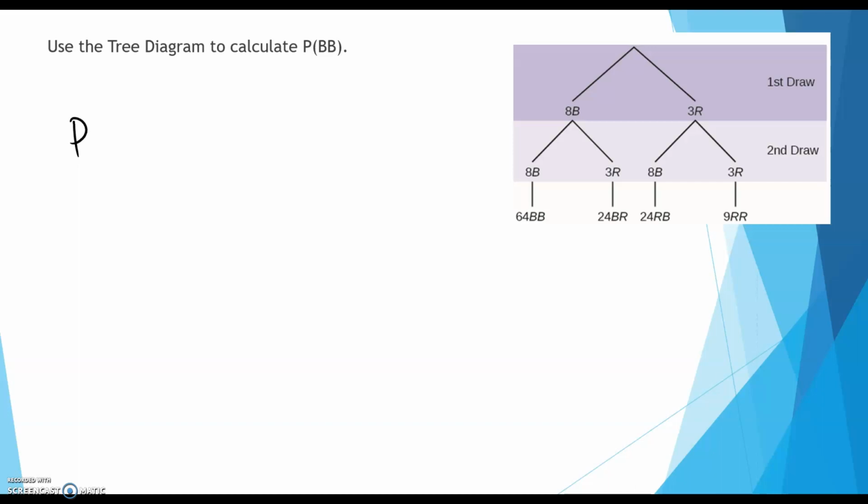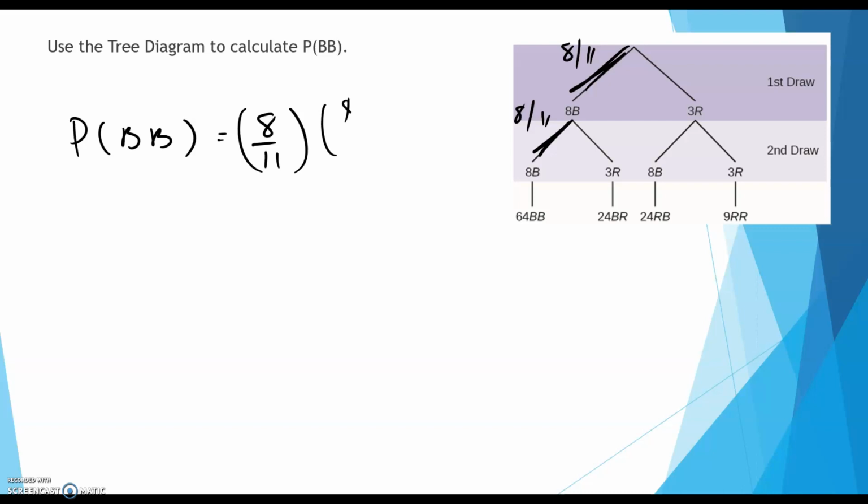Okay, probability of a blue and then a blue. I'd have 8 over 11, 8 over 11. So 8 over 11 times 8 over 11 is 64 over 121.